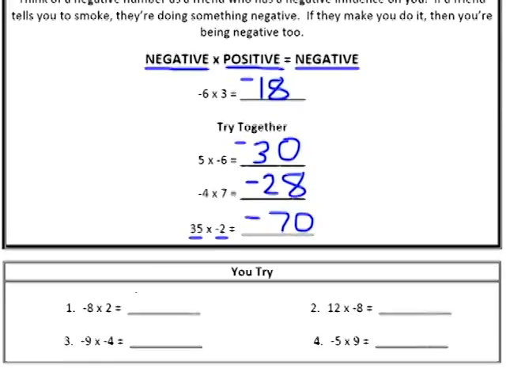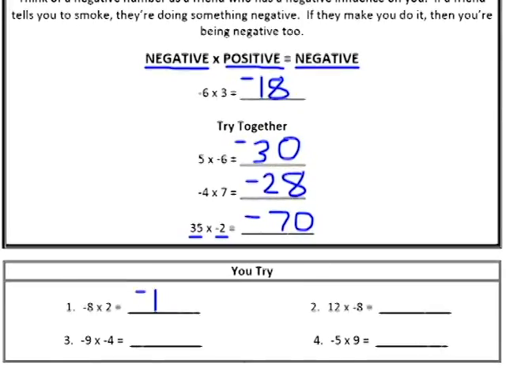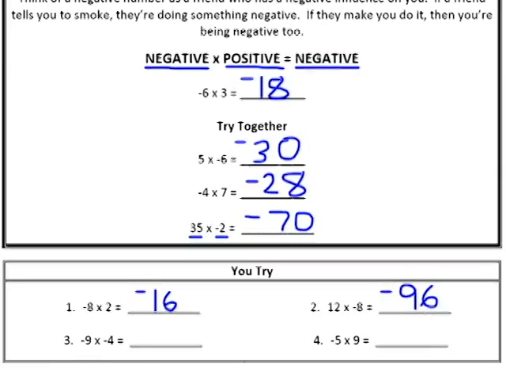Here we go. Negative 8 times 2. Negative times positive. They're opposites, so my answer is negative. 12 times negative 8. Well, 12 times 8 is 96. Negative times positive is negative. You see how you could figure out the sign first or after. These rules really give you a little wiggle room, but you need to make sure that the sign is correct.